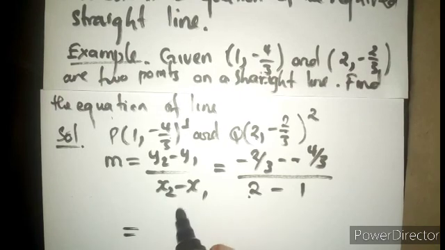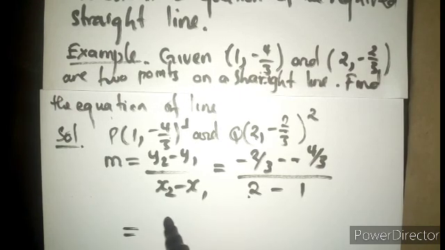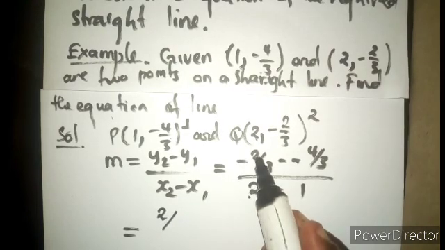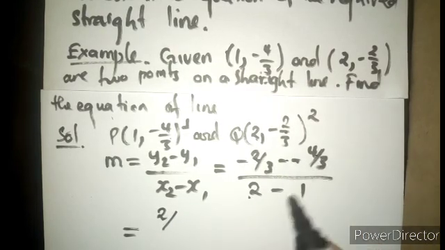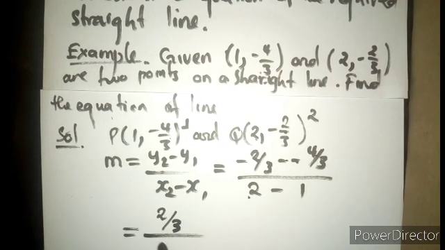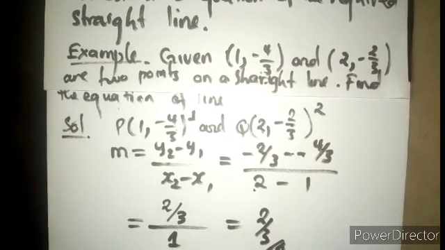So we have here minus 2 minus 4... 2 minus 2 plus 4, that is 2 over 3 divided by 1. So basically I have 2 over 3 as the gradient.